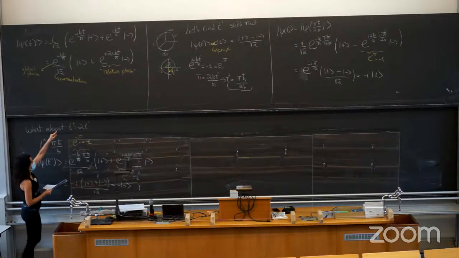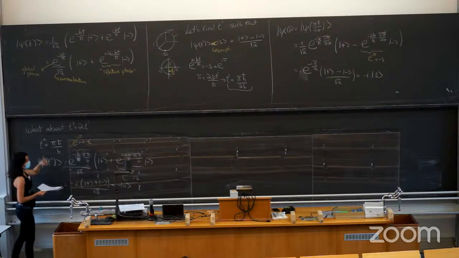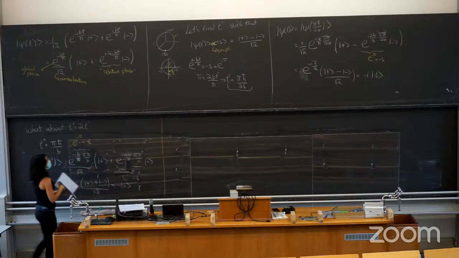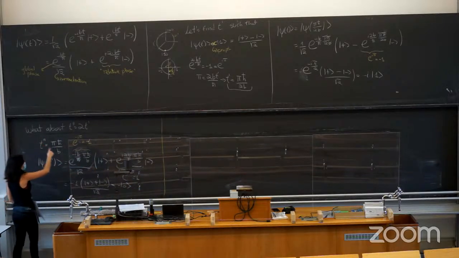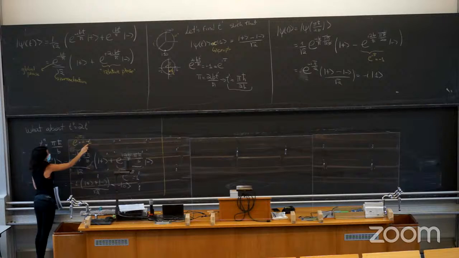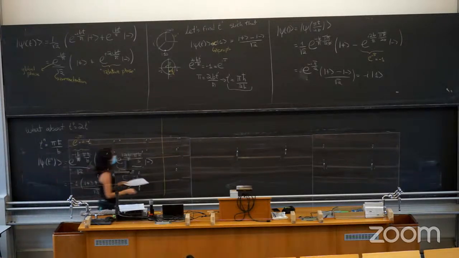Sorry, after 2 t prime, we're up there again. So I will not do it here explicitly. You have it in the lecture notes, but it turns out that you need to do another full round, which makes sense to get a factor of 2 here, so that in the end you get a factor of 2 here, and then you get it on again. So I'll make the summary.